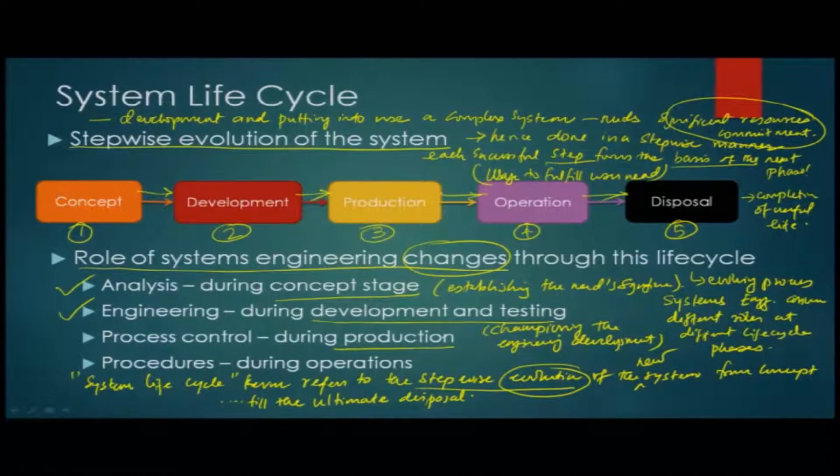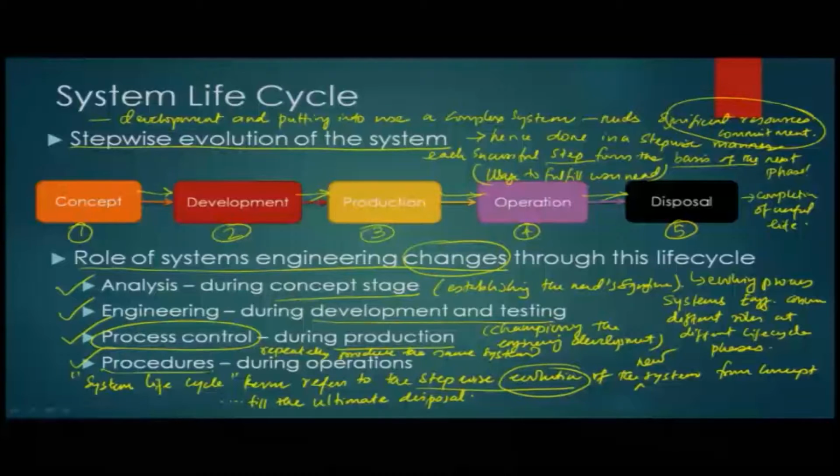During production or manufacturing, process control is the major aspect, where we talk about repeatability. How do we repeatedly produce the same system? That is the question that gets answered, and that is the role of systems engineering, to ensure that production results in systems which are exactly the same as each other. And in operations, we talk about the procedures, or how the system will be operated in the field.